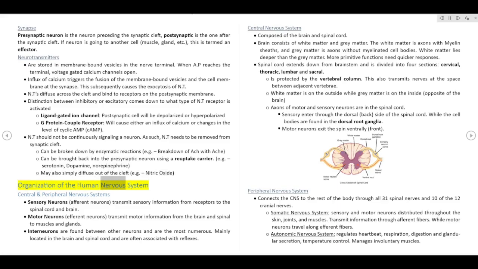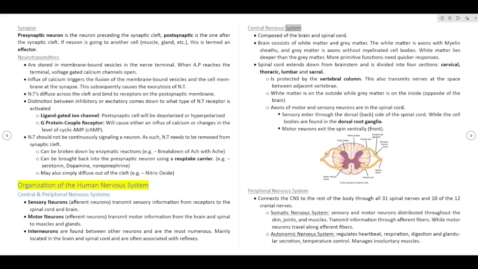Organization of the human nervous system: central and peripheral nervous systems. Sensory neurons, afferent neurons, transmit sensory information from receptors to the spinal cord and brain. Motor neurons, efferent neurons, transmit motor information from the brain and spinal cord to muscles and glands. Interneurons are found between other neurons and are the most numerous. They are mainly located in the brain and spinal cord and are often associated with reflexes.